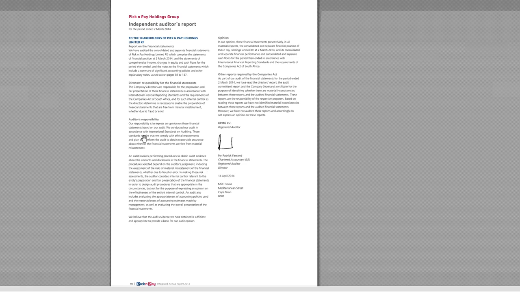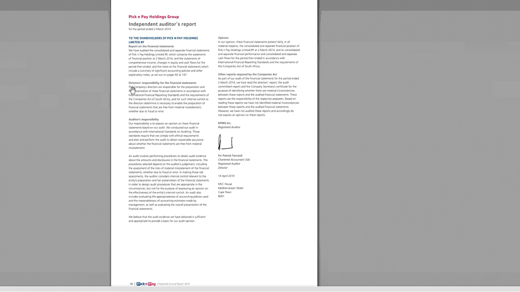They talk about what the auditor's responsibility was, and very interesting here is that they say it is Pick n Pay Holdings Limited, RF. That RF stands for ring-fenced. And you don't often see this, but I see Pick n Pay uses the RF at the end of their name, which means that it is ring-fenced and that there are certain articles in their memorandum of incorporation that may not be edited, which is ring-fenced. It's very interesting. I have not seen it in a long time.